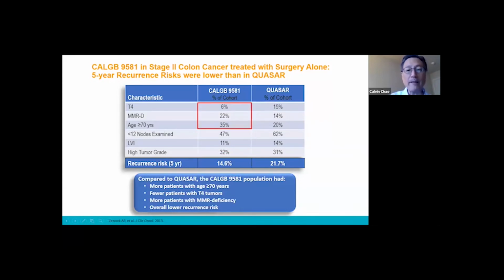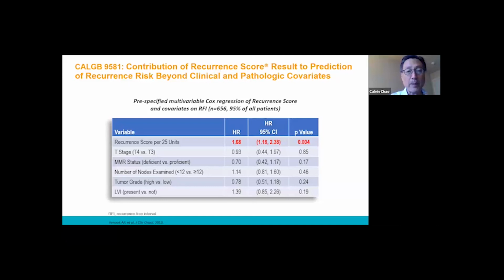but when you apply the same pre-specified multivariate analysis with the same variables we saw earlier, we have a very consistent outcome for the recurrence score. In this study, it was the only factor that came out statistically significant. All of these other features did not perform as important risk factors in a multivariate analysis. And I think this speaks to the strength of the recurrence score as an important measurement if you really want to characterize the risk accurately.